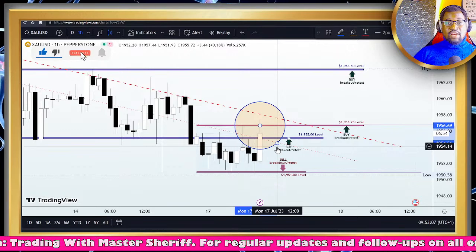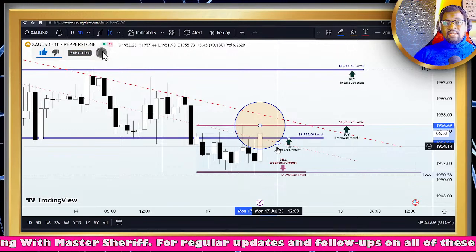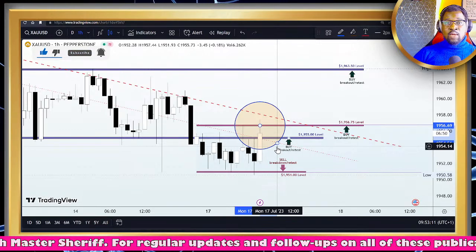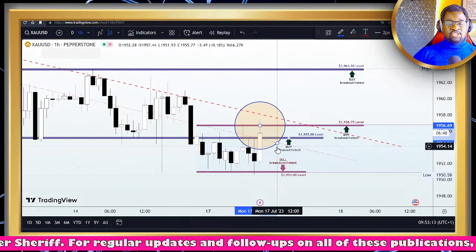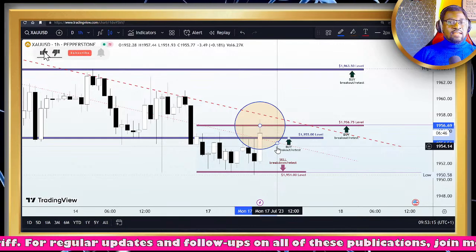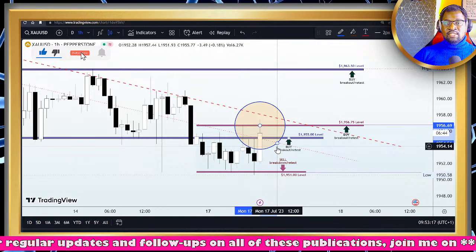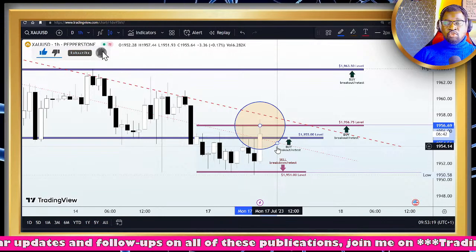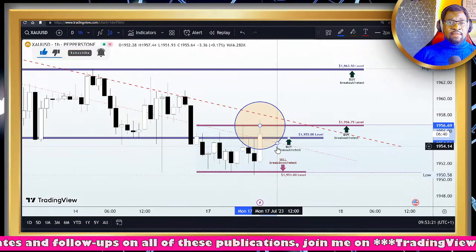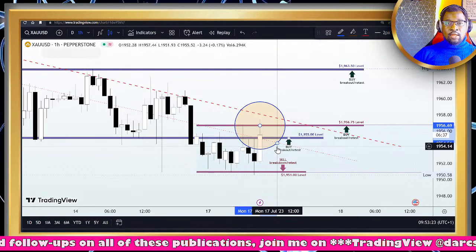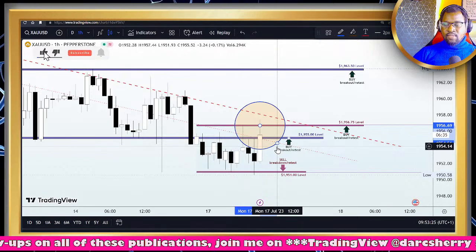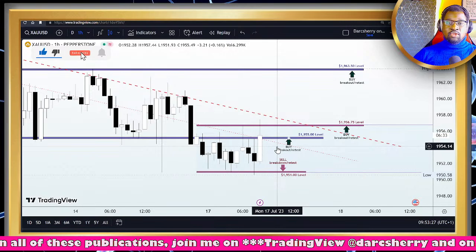So let's see how price action plays out here in the next couple of hours, and trust me, I will be with you in the comment section of both my TradingView and Telegram platforms to give you updates on what our next line of action will be, or if there are any interesting new setups that come up along the line. So these are my views here on the XAUUSD.